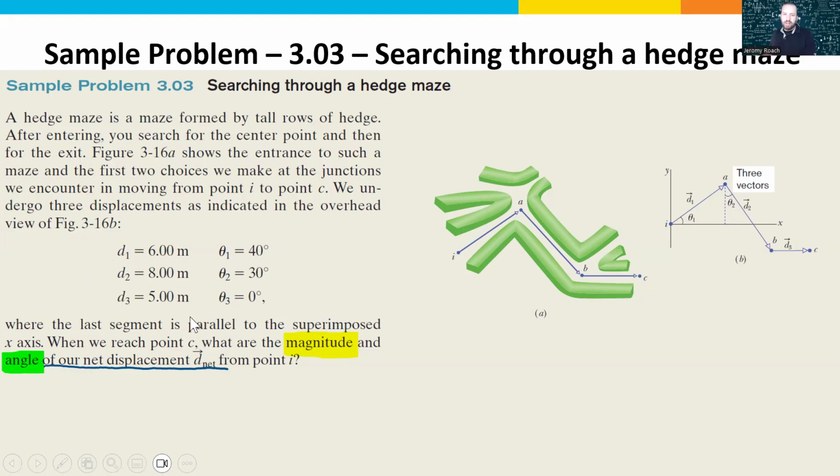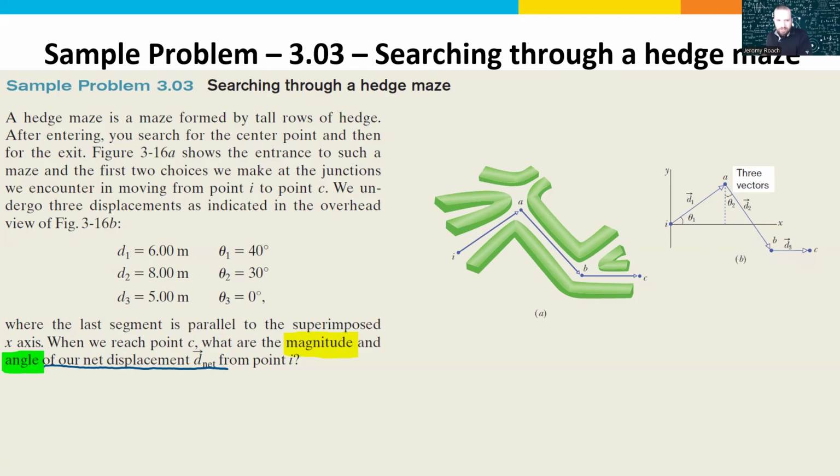And for D3, it is 5 meters is the displacement for the vector. And that's at 0 degrees. Now that's helpful because that's going to be right on the x component. It's just going 0 degrees.